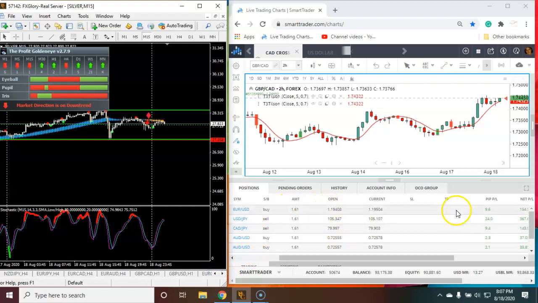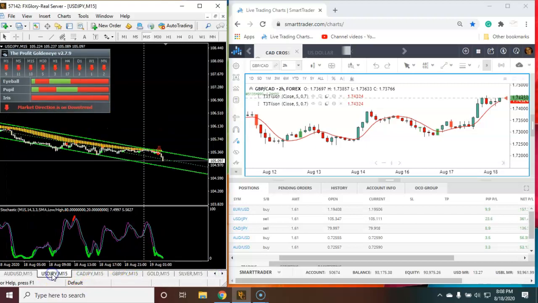So that's pretty much it. The trades that you see here, I'll try to stay in these trades through the Asian session. I may exit before the European session because markets tend to retrace in between sessions.